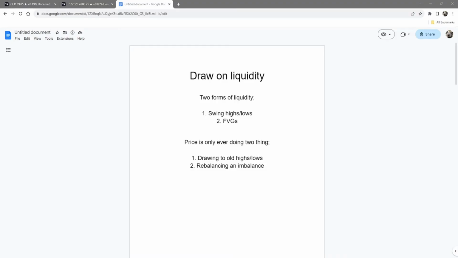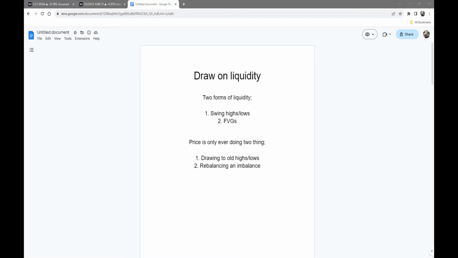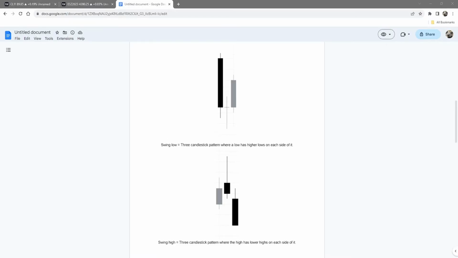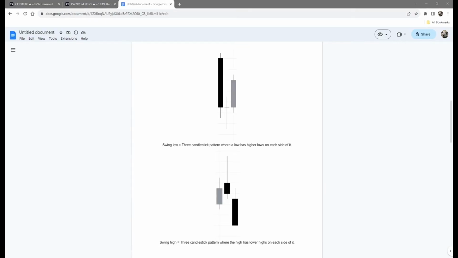Before we go into any examples of draws on liquidity, let's make sure we can identify our defined concepts. As shown on this slide, we have a swing low and a swing high. Let's first take a look at our swing low. The swing low is a 3-candlestick pattern where a low has higher lows on each side of it. Now, let's take a look at our swing high. The swing high is a 3-candlestick pattern where the high has lower highs on each side of it.